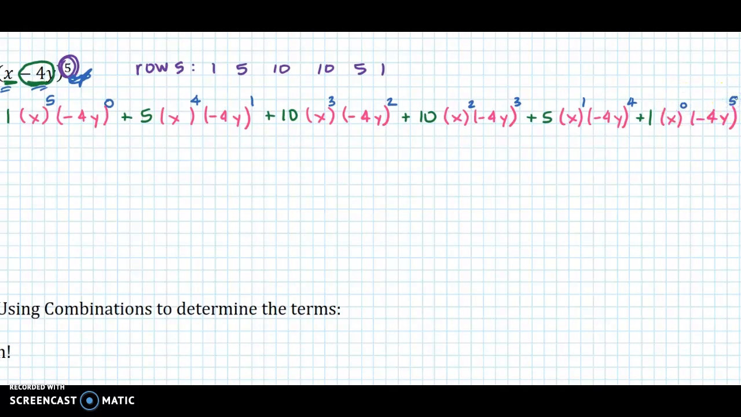So this is where you just have to be very careful. So this first term, after we simplify, is x to the 5th. Then we have plus 5, x to the 4th, times negative 4y. So we can go ahead and multiply the 5 and the negative 4, which is going to be negative 20x to the 4th.